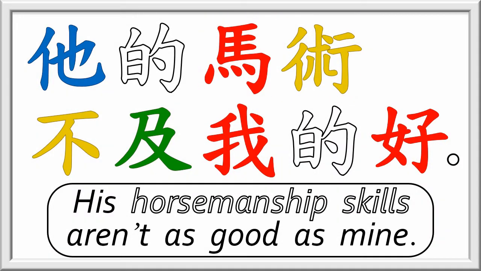This next sentence contains the phrase 马术, meaning horsemanship. 他的马术不及我的好. His horsemanship skills can't compare to mine. Remember that 不及 can be switched out and replaced by either 不如 or 没有 in this example.